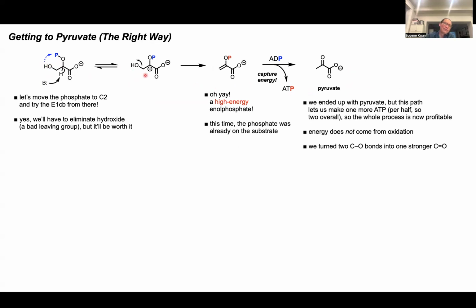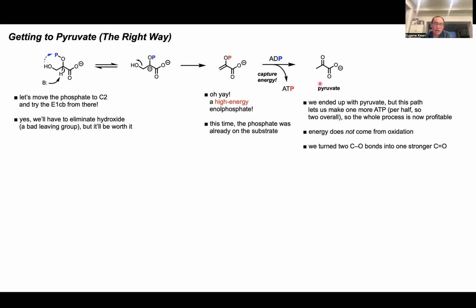Okay, so now you have to lose hydroxide, which we normally say is bad, but you can catalyze that with a magnesium ion, right? And it will turn out to be worth it because once we eliminate hydroxide, we're going to generate this high energy enol phosphate. And this high energy enol phosphate can then be used to phosphorylate ADP. And now we've captured our second ATP, and now we're in the black for this reaction. So now we're at pyruvate, and that's the end of the pathway.